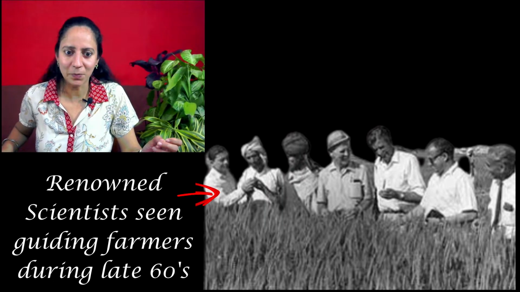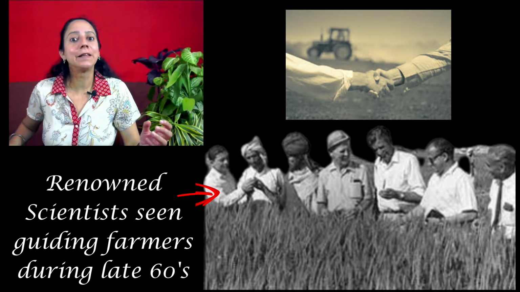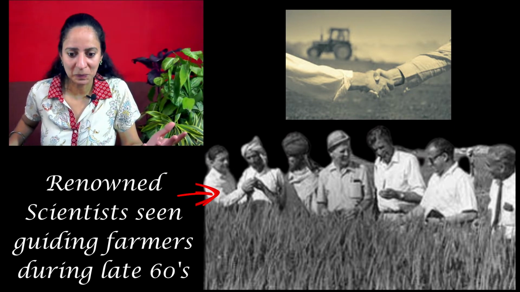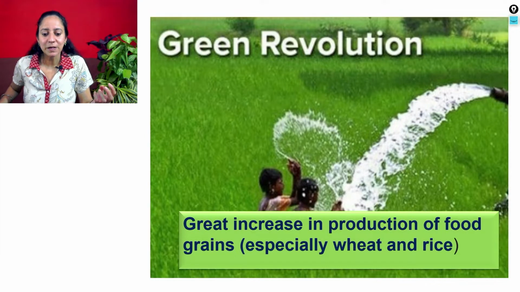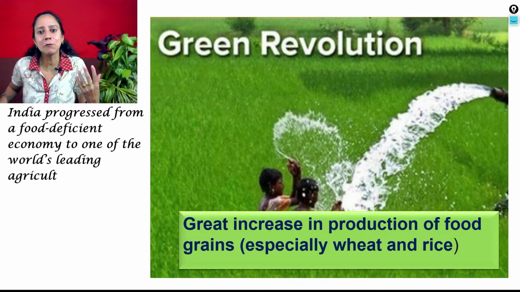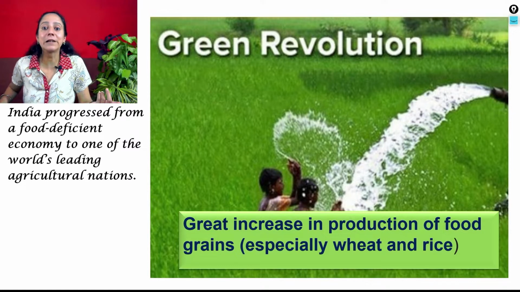Before the 1960s, India was importing wheat and rice from other countries, but in the 1960s, the scientific community and farmers joined hands together and there came a green revolution. What is green revolution? A many-fold increase in the production of grains, basically wheat and rice. This is called Green Revolution.